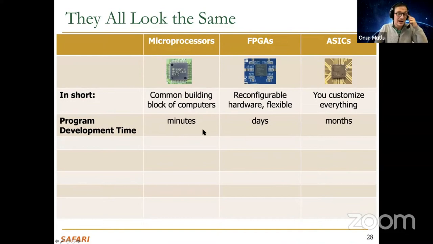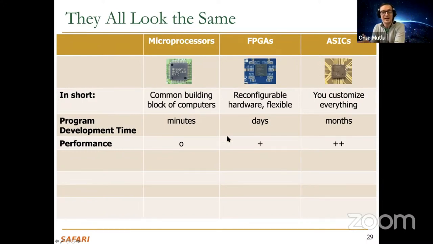As a result, how fast you can program them differs. With microprocessors, you can write an assembly program or a C program very quickly. FPGAs take a while to program, as you will see in your labs. ASICs may take months and months, depending on how tightly integrated you push the primitives into the hardware. Performance, of course, for general purpose applications, this is the best. But if you want to look at a very specific application like machine learning, this is not as good.